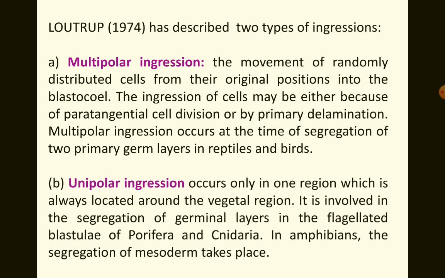Now the other type is unipolar ingression, which occurs only in one region, which is always located around the vegetal pole region. So it is involved in the segregation of germ layers in the flattened blastula of Porifera and Cnidaria. In amphibians, the segregation of mesoderm takes place with the help of this unipolar ingression. So these are the two types of ingression movement.